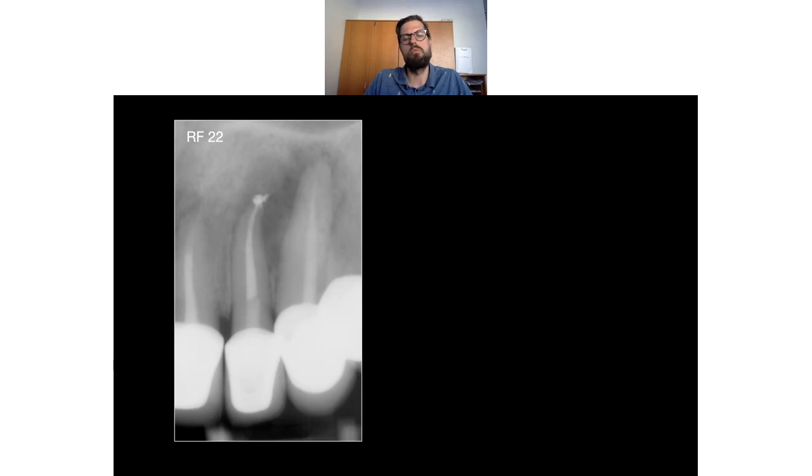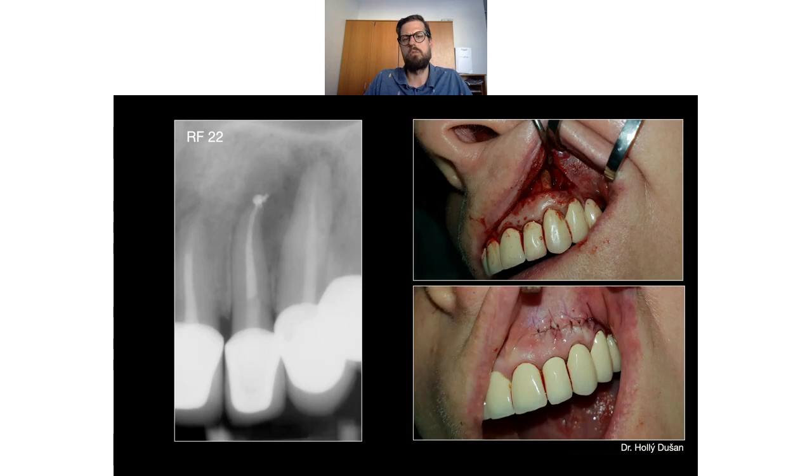So what is the solution? You send it to a dear colleague. And this was my dear colleague, Dr. Holly, and he did the periapical surgery. So he did the root end resection. He managed to clean all the place. He checked the root. There was no resorption, and he managed to go around the canine and manage it.